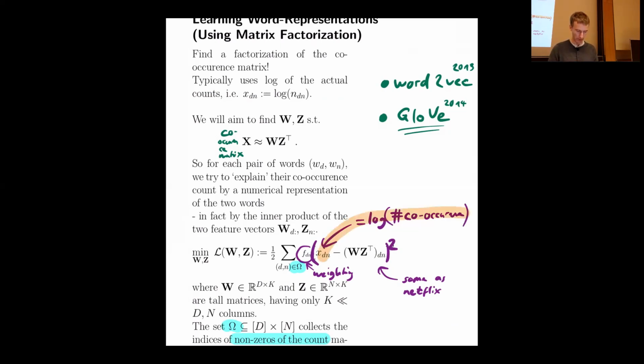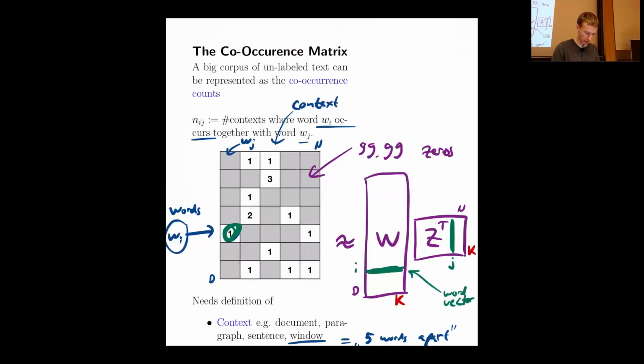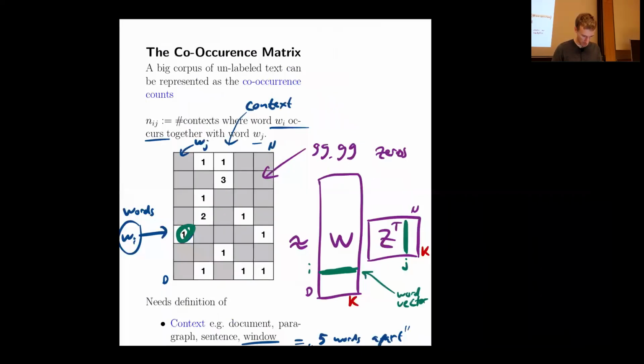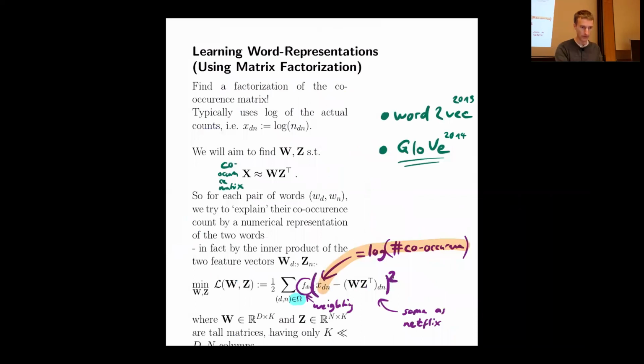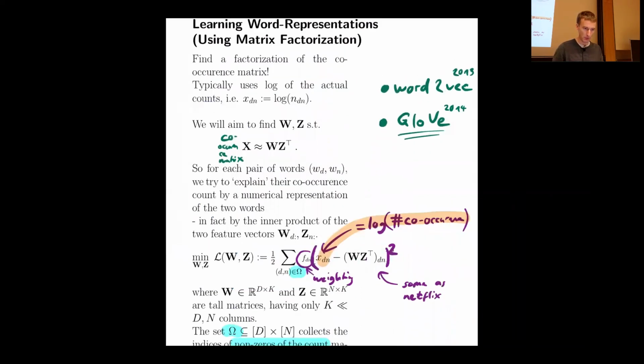Okay, so we take those. So those are actually all logs. And then we factorize it, log 3 and so on. And then we compute the factorization, and then we have our word vectors. So is there any question on this?